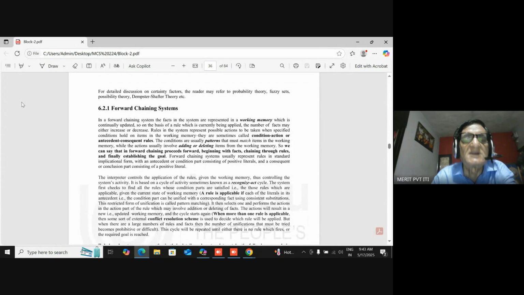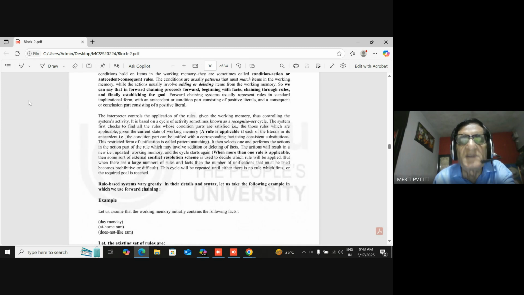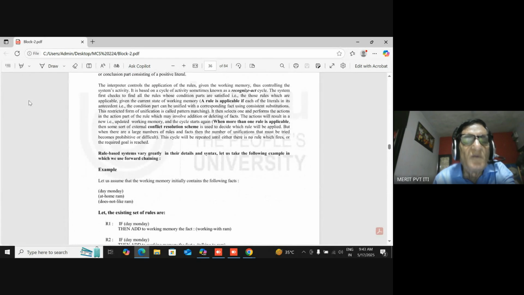In a forward chaining system, the facts in the system are presented in working memory, which is continually updated. So condition action, antecedent consequent, adding or deleting, this is all forward chaining, everything keeps on going like this. A rule is applicable if each of the literals is satisfied. When more than one rule is applicable, the same sort of external conflict resolution scheme is there. Rule-based systems vary greatly in their details and syntax.